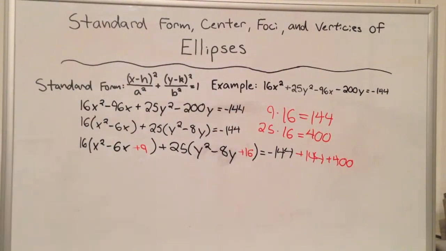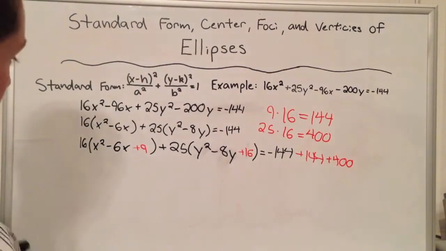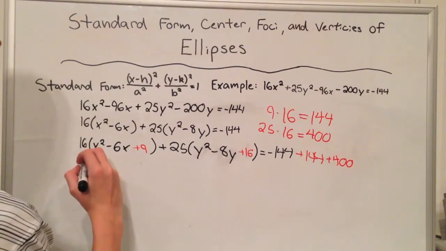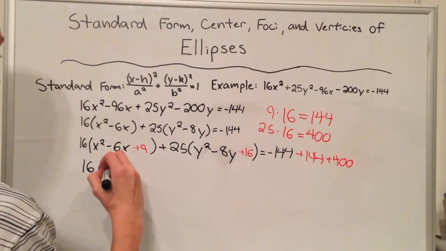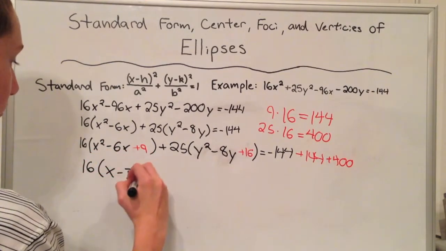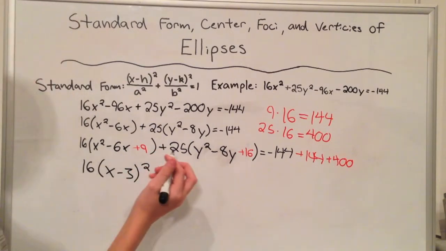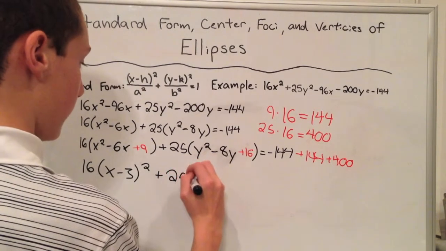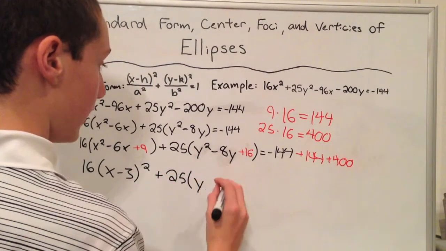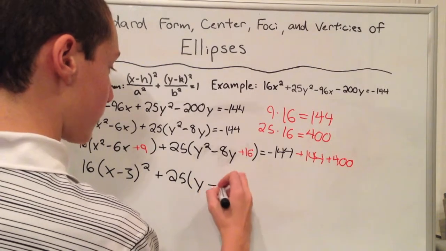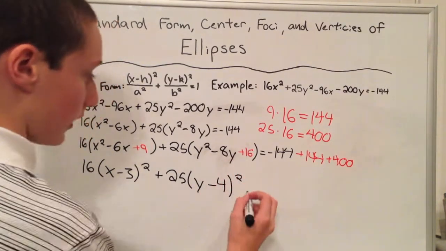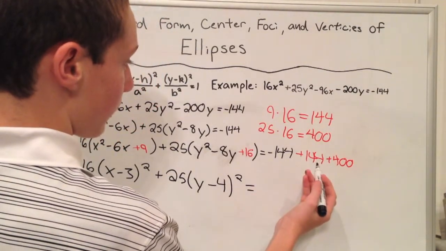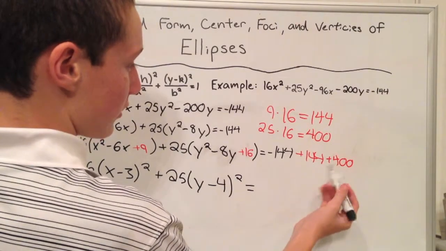After simplifying, you can take the 16x squared minus 6x plus 9 and simplify it to 16 times quantity x minus 3 squared. And then you can do the same for this side. You get 25 times quantity y minus 4 squared. And then if you solve this side, negative 144 plus 144 is 0, plus 400 is 400.